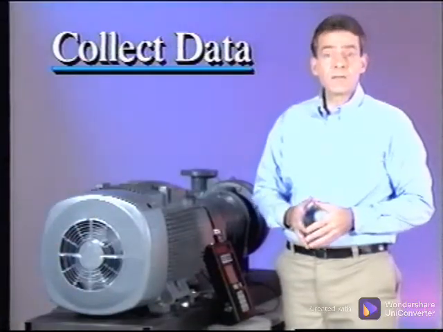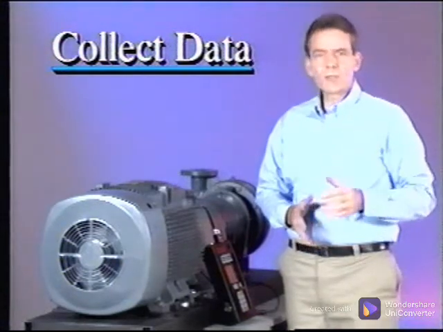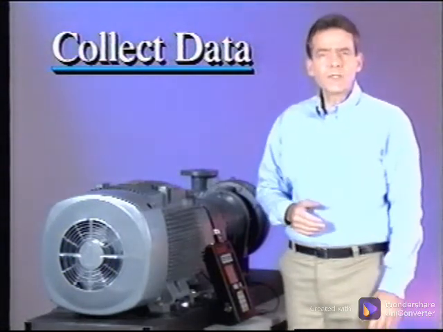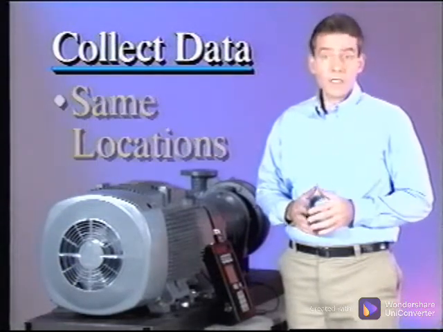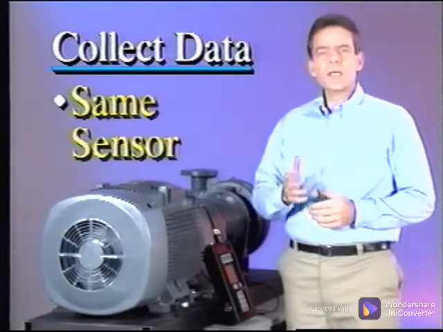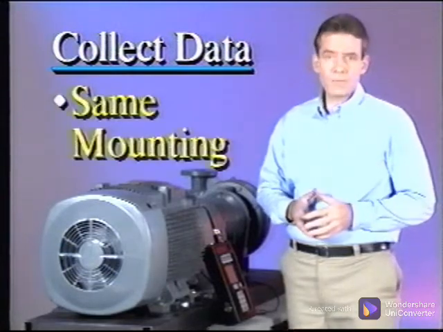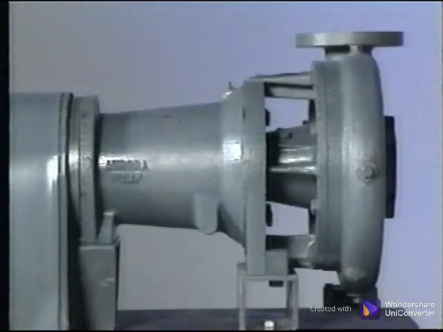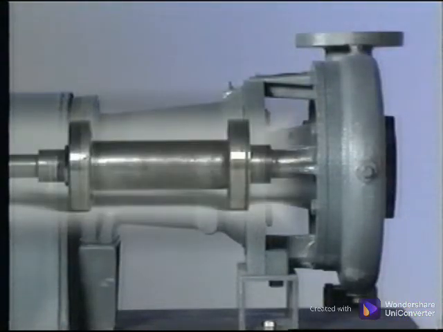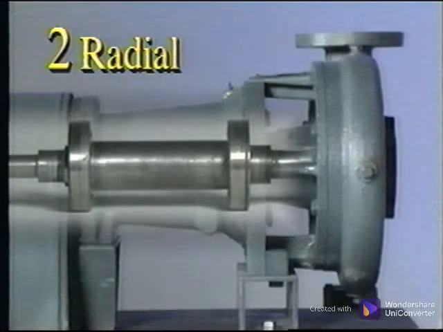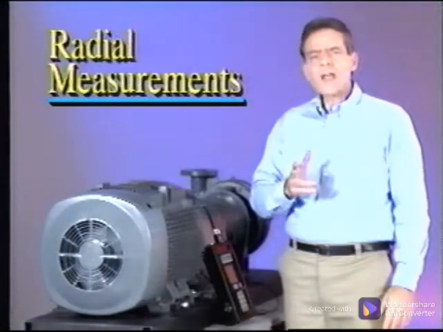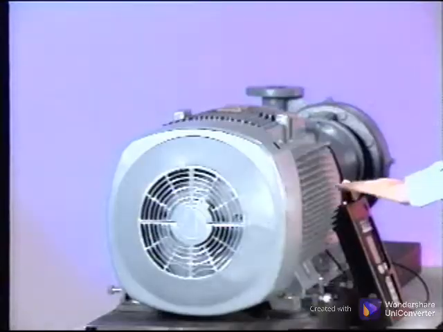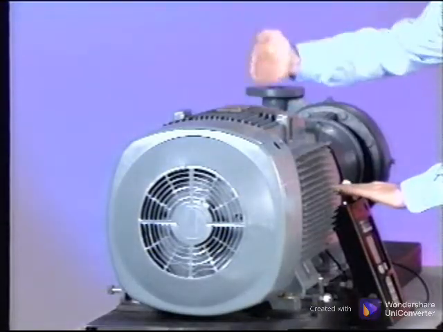To maximize the benefit of collecting this data, especially trending, certain conditions must be met. The data must be collected at the same locations, in the same way, using the same sensor type and the same sensor mounting. The general rule of thumb is, acquire 2 radial readings per bearing location and at least 1 axial per shaft. The radial reading should typically be the horizontal direction and the vertical direction.